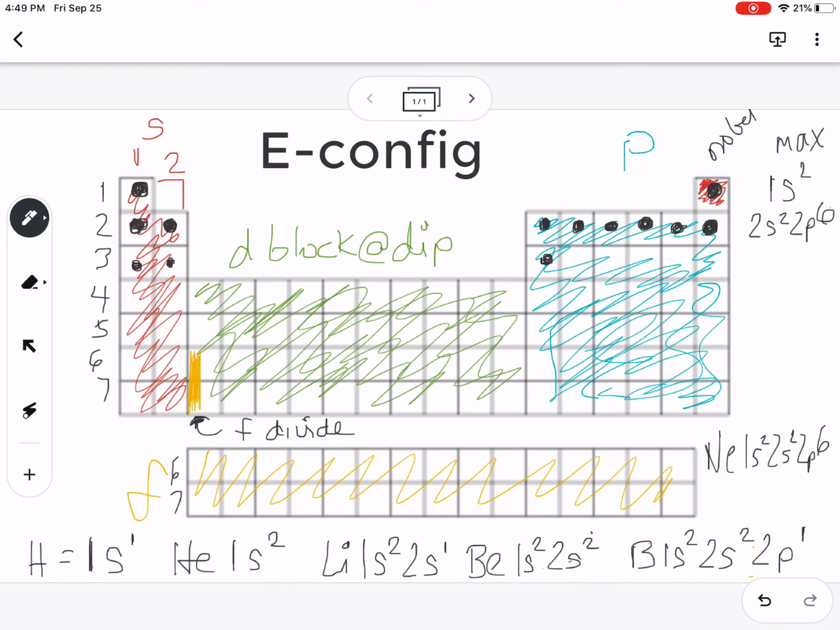Aluminum. 1s2, 2s2, 2p6, 3s2, 3p1. So it's going to repeat every time. If you know what the maximum of the line is, you already have those first parts. So that's kind of your cheat sheet over here on this maximum. Now I have silicon. 1s2, 2s2, 2p6, 3s2, 3p2. Now I have phosphorus. Again, 1s2, 2s2, 2p6, 3s2, 3p3.